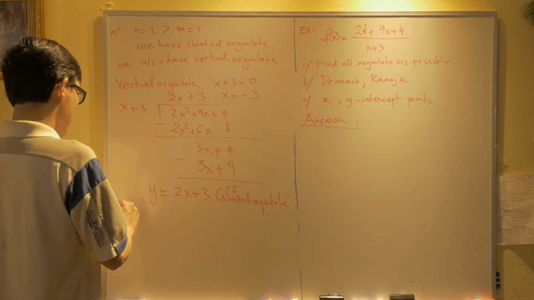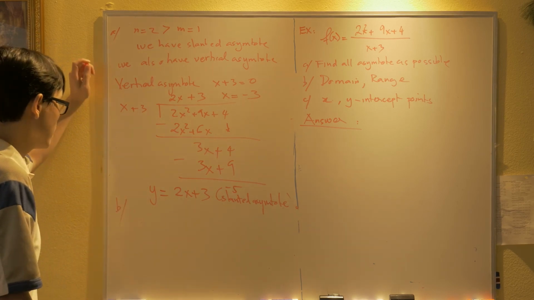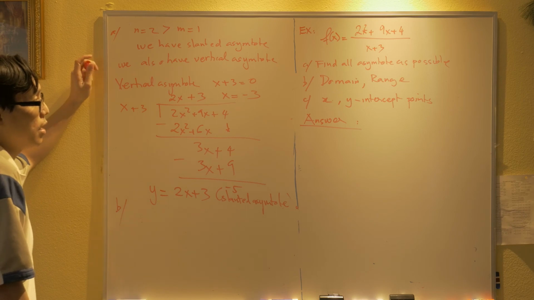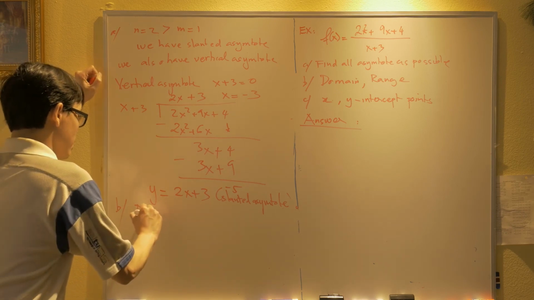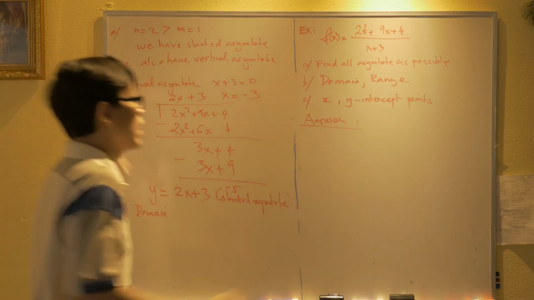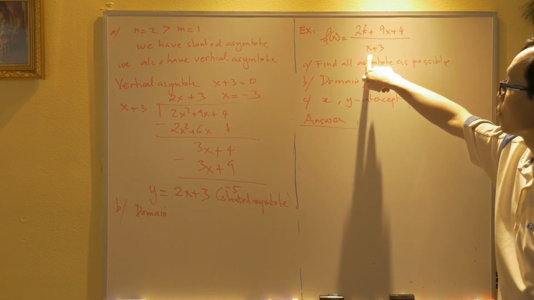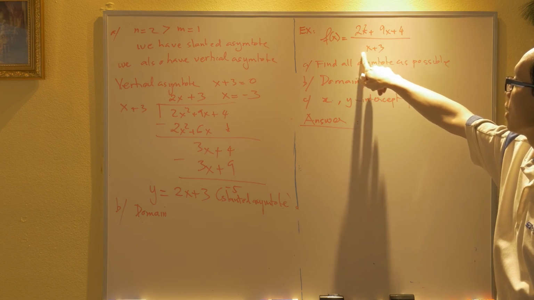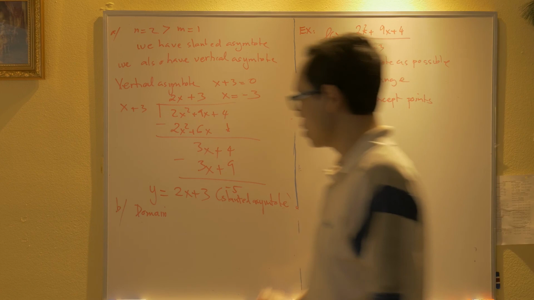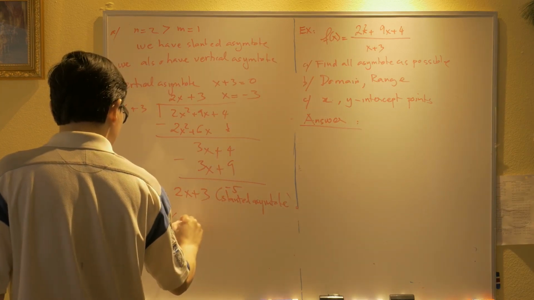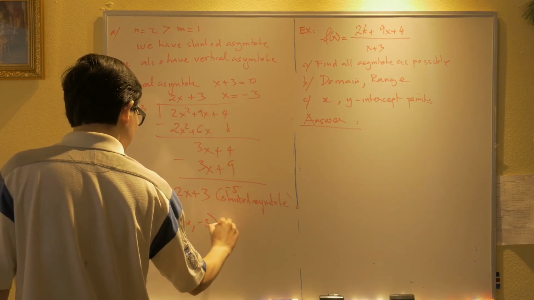Okay. B, domain and range. For the domain, we look at the vertical asymptote, because x is different from -3. If x equals -3, then -3 plus 3 is 0, and we're not allowed to have 0 in the denominator. So the domain will be everything else except for -3.